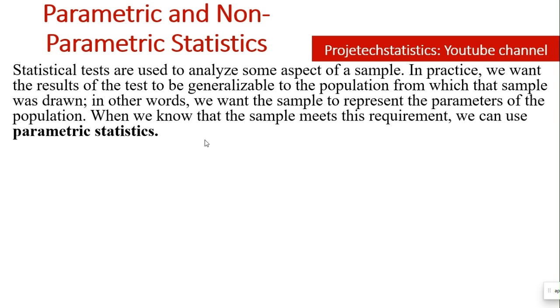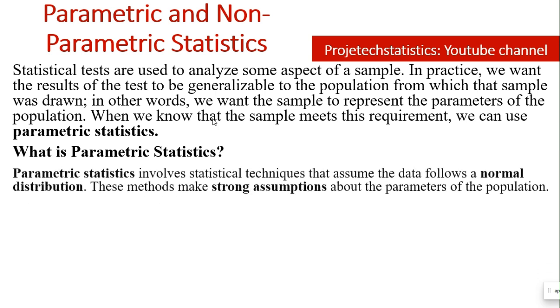Normally, when you are doing research, you take a sample from a population, make your research on that sample and generalize your results to the whole population. And most of the time, we want to have research that is generalizable. What that means is that the parameters of your sample must represent the parameters of the population for you to be able to generalize your findings from the sample. So when we know that the sample meets this requirement, we use what we call parametric statistics.